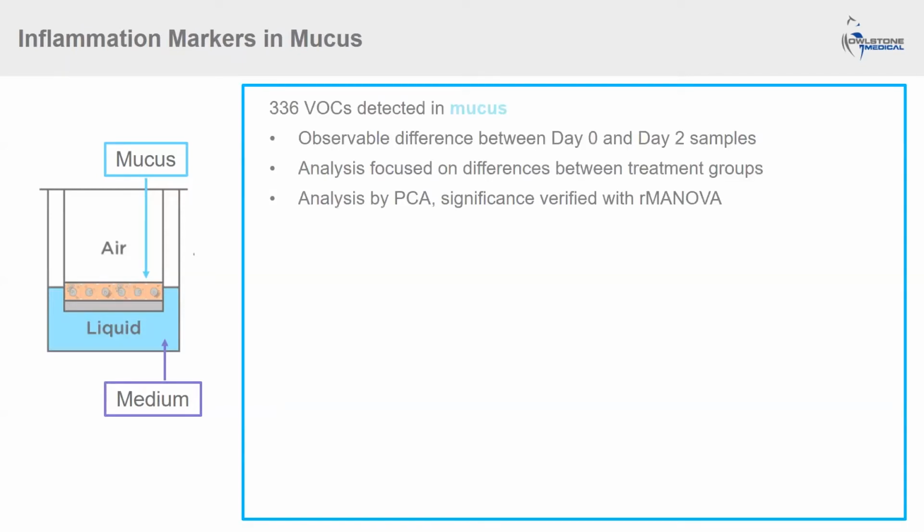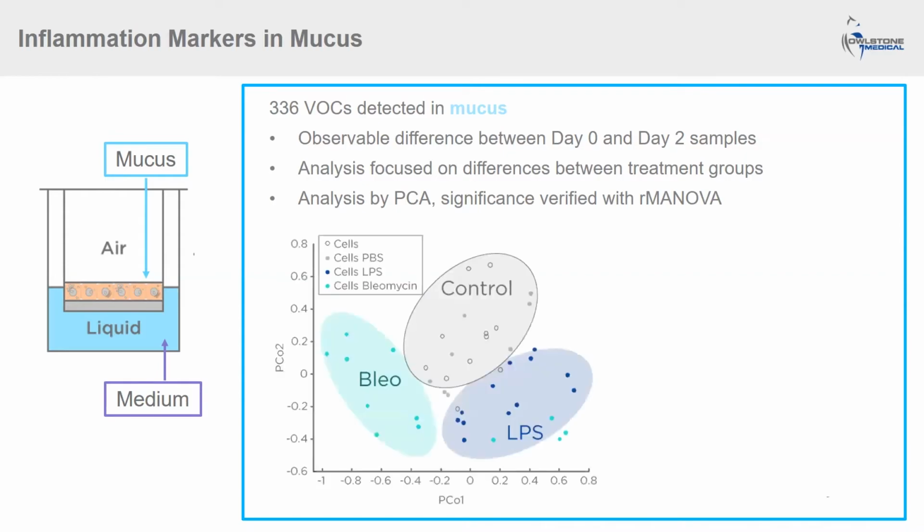As I indicated, we also sampled mucus samples. So here, for the samples from the mucus, we detected a bit fewer volatile organic compounds than we did with media, because only 336 different compounds were detected. We here look at the differences observed between day 0 and day 2 samples, also between the different treatments. And as you can see on the figure here, this is again the PCA score plot, where each point here is a single sample.